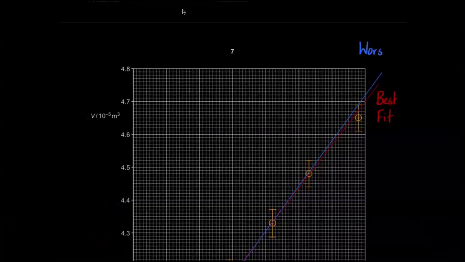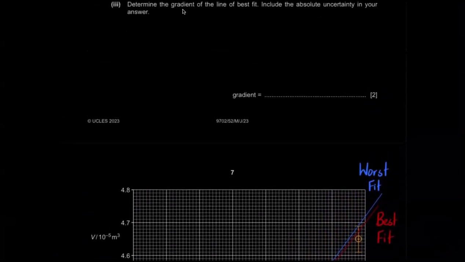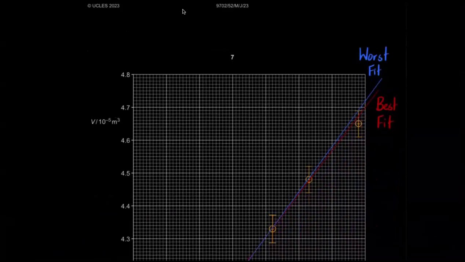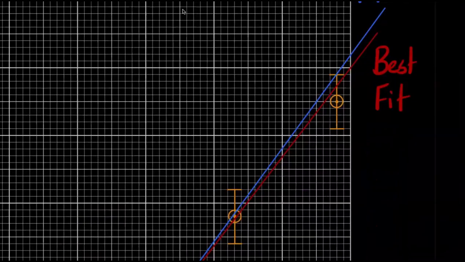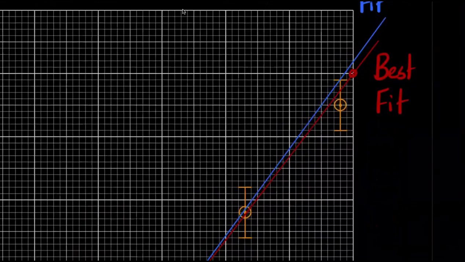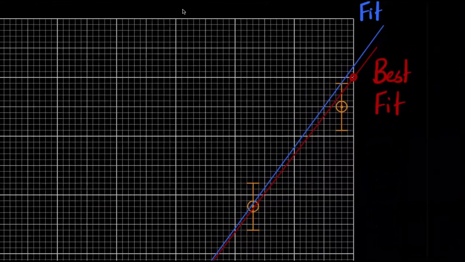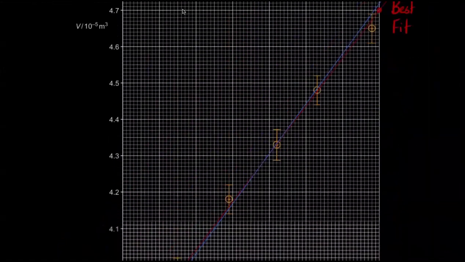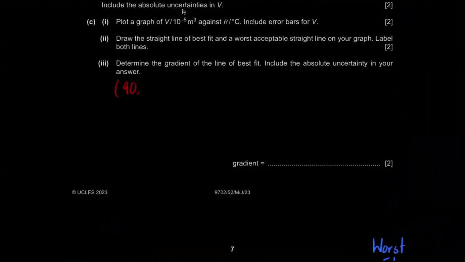Now, even without reading the question, you know what the next part is going to be, just to find the gradient and the uncertainty in the gradient. So for the best fit line, let's look at some points we can take. One really sweet point is this one. Let's try to read off what value this is. So this is 90 comma 4.7. 90 comma 4.7 for the best fit. And I need another one now.